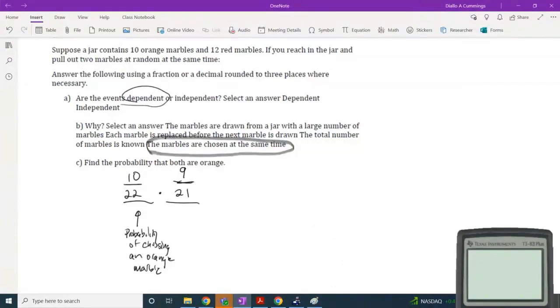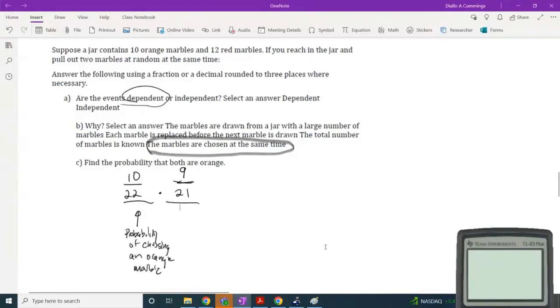So is everybody okay with the percentages? Okay, 10 out of 22, because the first marble that we chose was orange. There were 10, and there were 22 total. For the probability of the second marble being orange, we've taken 1 marble away, so the denominator now becomes 21. And now we no longer have 10 orange marbles because we've chosen 1. We now have 9.